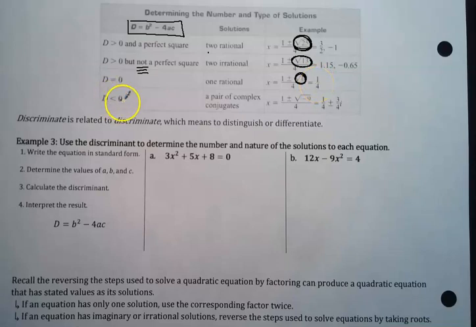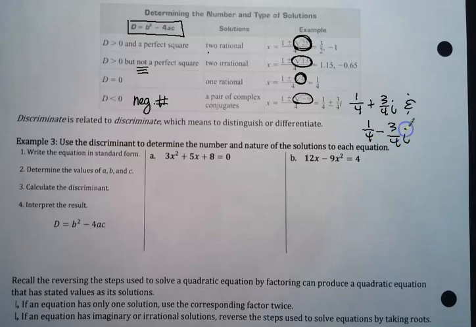And if D is less than 0, notice we have under the radical is a -9. So if this is less than 0, you'd have a negative number. We're going to have a pair of complex conjugates. So here we have 1/4 plus or minus 3/4 i. This may look like one answer, but remember it's 1/4 plus 3/4 i and 1/4 minus 3/4 i. It is a pair. We just write it together with the plus and minus.